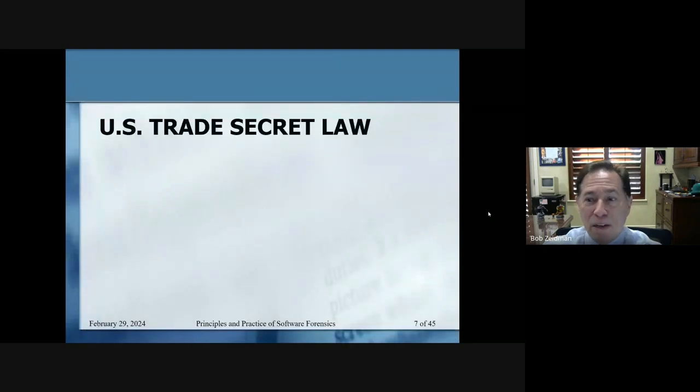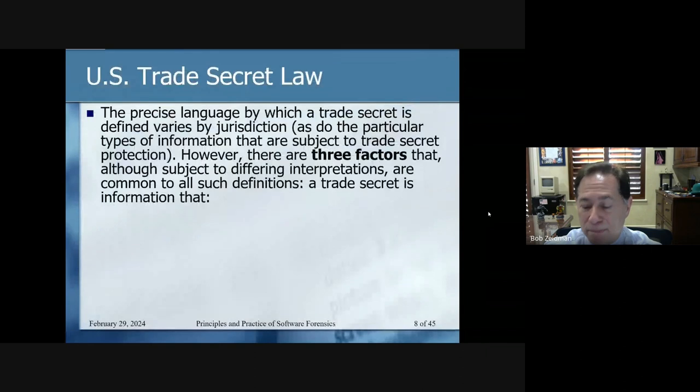So now I'm going to talk about US trade secret law. And US trade secret law depends on the specific jurisdiction. So for example, every state in the United States, all 50 states, have slightly different laws about trade secrets. And a few years ago, the United States created a federal law for trade secrets, but all of them are essentially the same. And all of them require something to meet three criteria, three factors in order to be considered a trade secret.